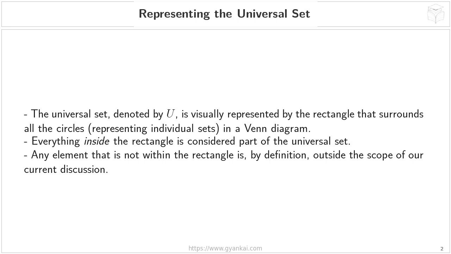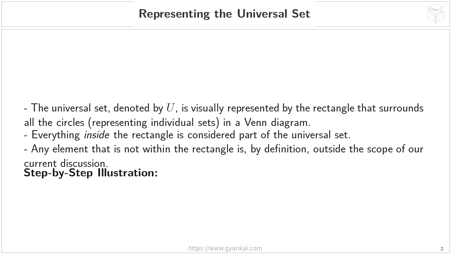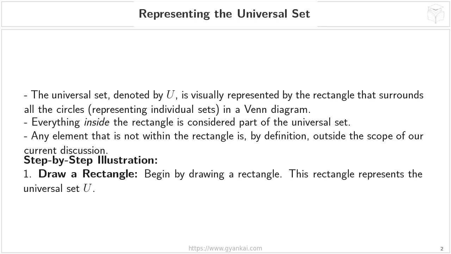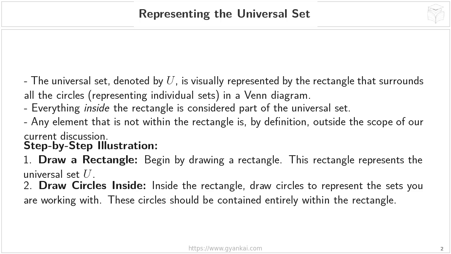Now, let's look at a step-by-step illustration to make this really clear. Step 1, draw a rectangle. This rectangle, as we've established, represents our universal set, U. Step 2, inside that rectangle, we draw circles to represent the sets we're working with. It's crucial that these circles are completely contained within the rectangle. They can overlap, but no part of a circle should stick out.